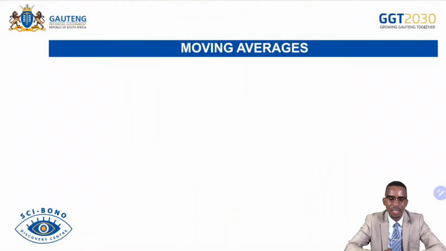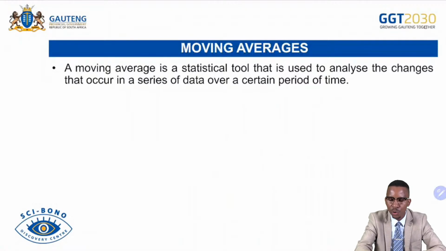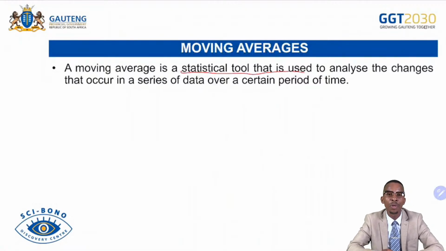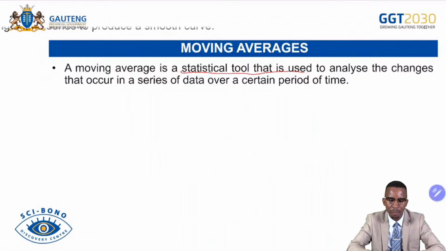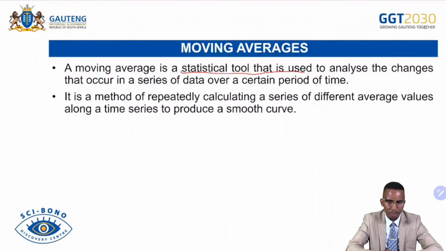And then moving averages. In this case, we talk about a statistical tool that is used to analyze changes that occur over a period of time in the economy. So moving averages can be a tool used to analyze the changes in economic performance over a period of time. It is a method of repeatedly calculating a series of different average values along a time series to produce smooth curves. So it is used to iron out minor fluctuations of the business cycle.